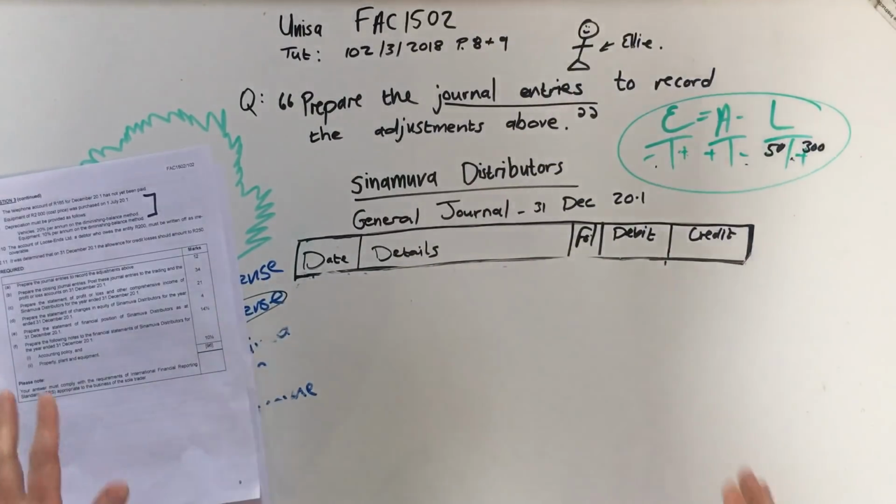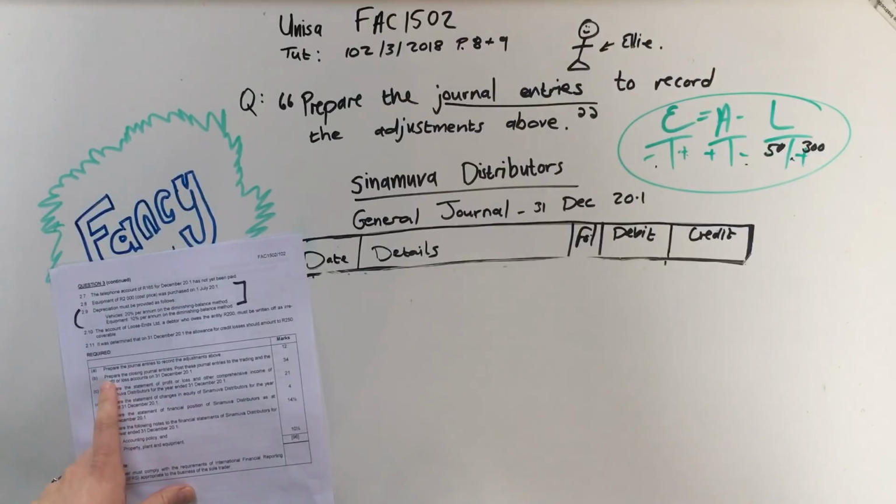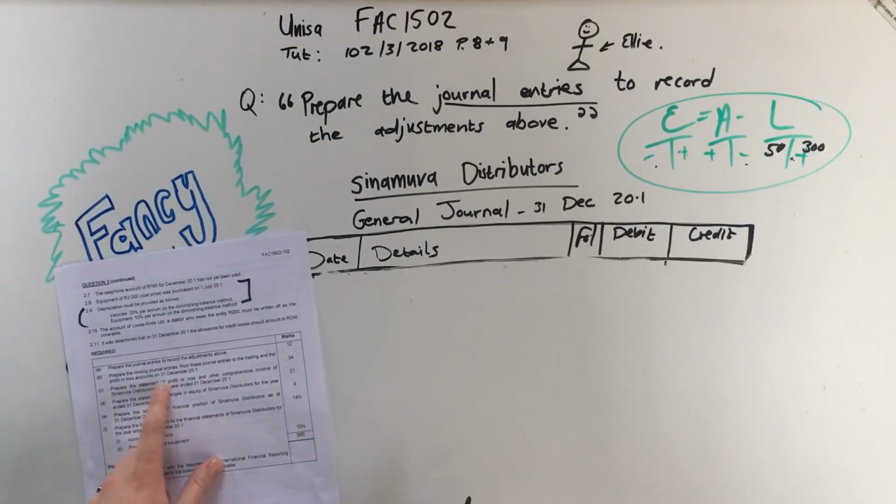Quite a lot of information in this one. I hope it makes sense. We've done all the difficult work now. B says prepare the closing journal entries. Post these journal entries to the trading and the profit and loss accounts.